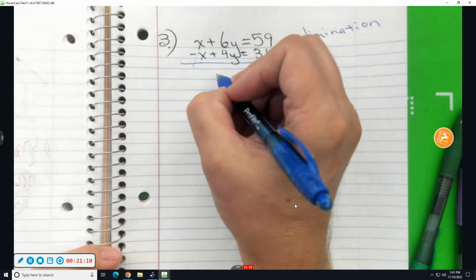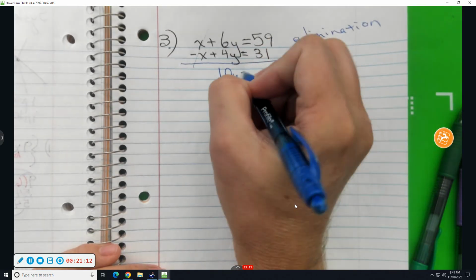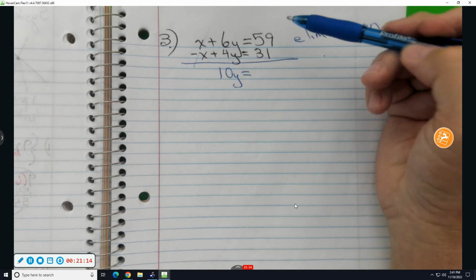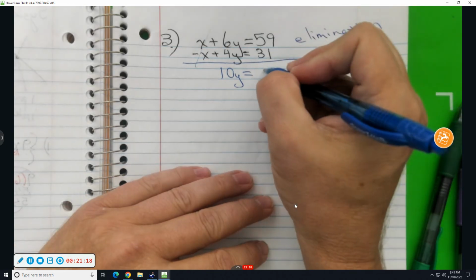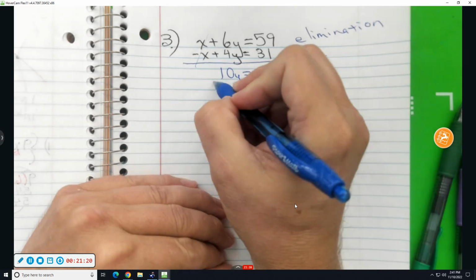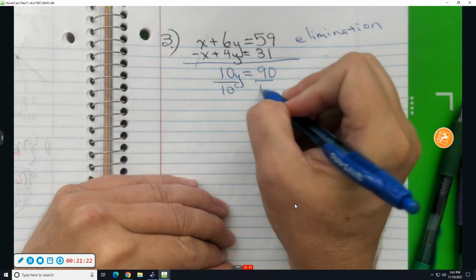That gives us a positive 10y. Then it will turn into 90. And 59 plus 31, I agree, is 90. Divide both sides by 10, so you get y equals 9.